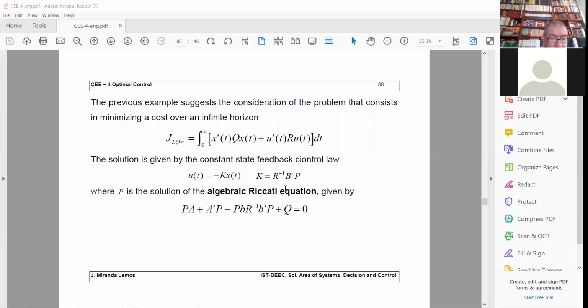particularize this theory for the single input, single output, so scalar case, scalar plant, with just one input and one output. And to replace here, instead of x transposed qx, we want to replace this by the square of the output. So how can we do it? Let's see it. So let me advance a little bit the slides.